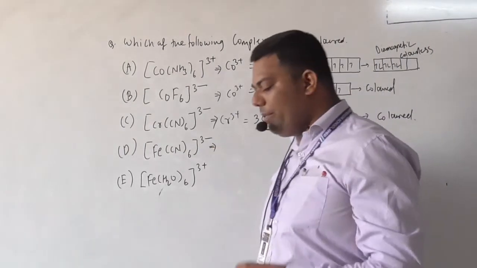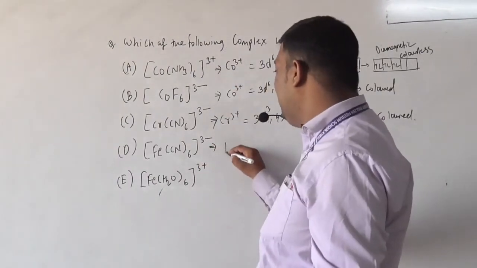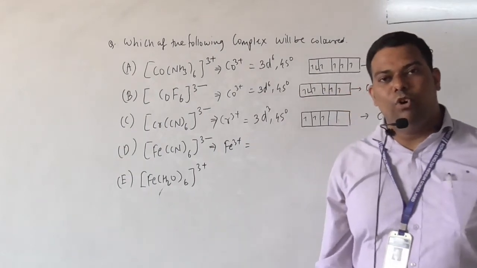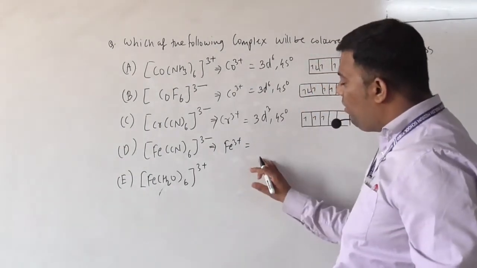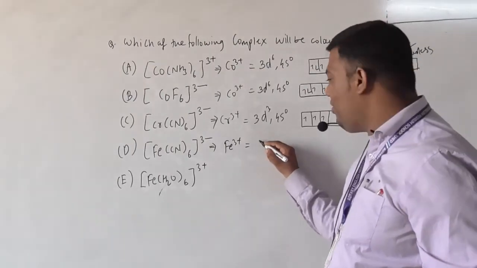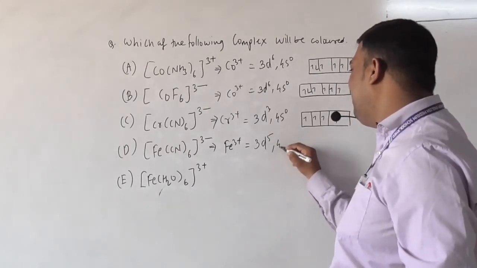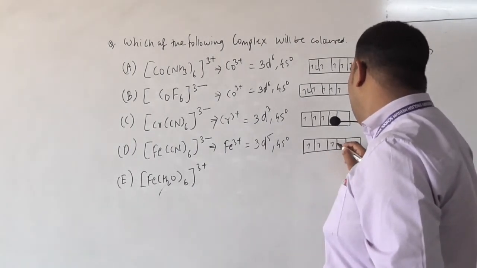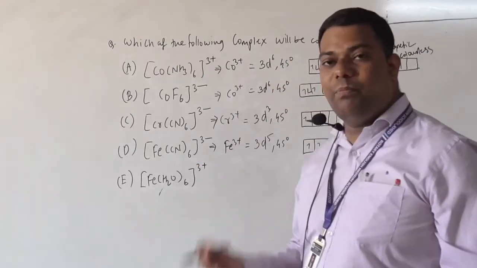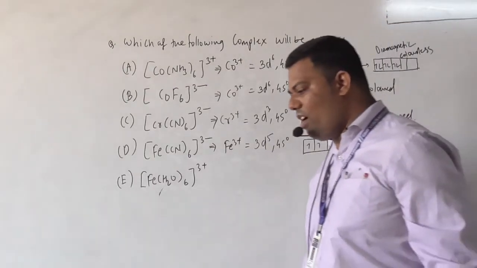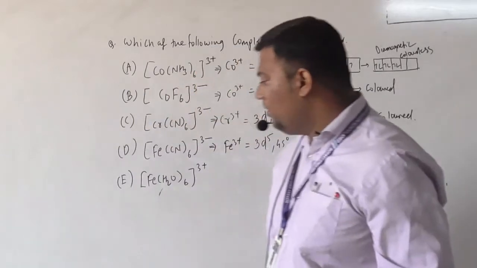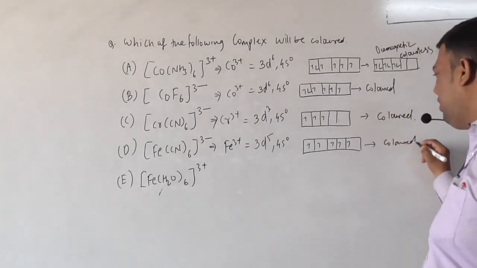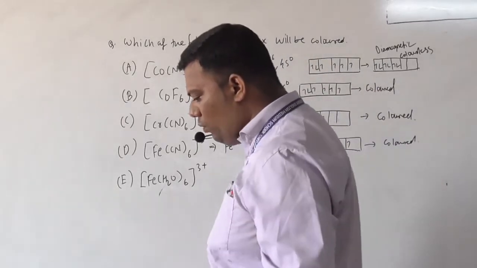Now to see what will happen regarding Fe. Fe 3+. Yes, you must know the outermost electron configuration for normal Fe is 3d6 4s2. So how much will remain? 3d6 4s2 goes to 3d5 4s0. Now you tell me here: 1, 2, 3, 4, 5. Cyanide is a strong field ligand again. The purpose of pairing is not completed, therefore unpaired electrons are there. So here, colored only.